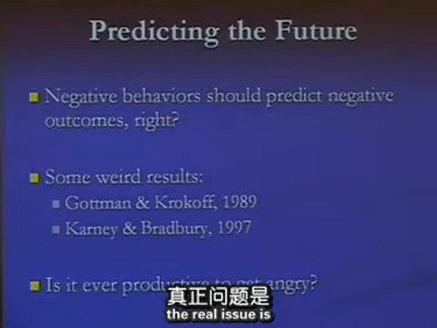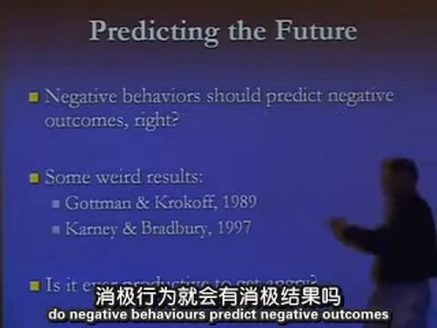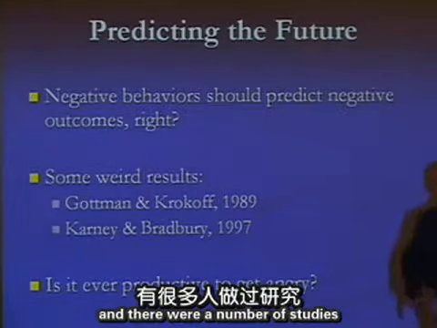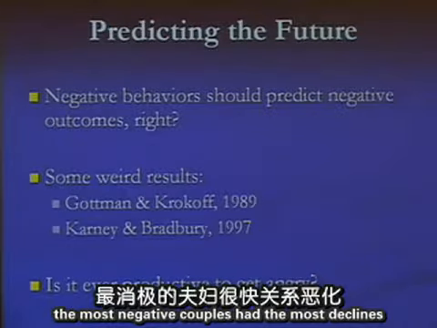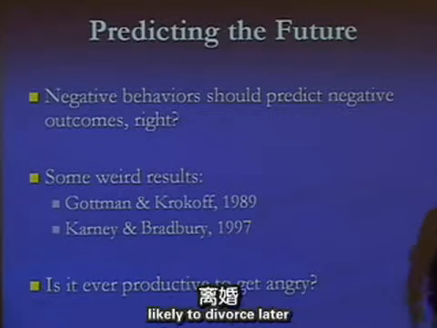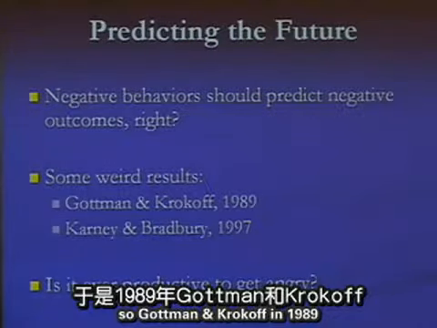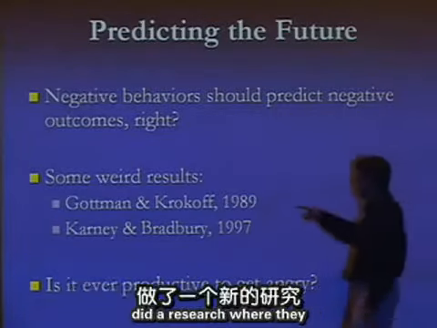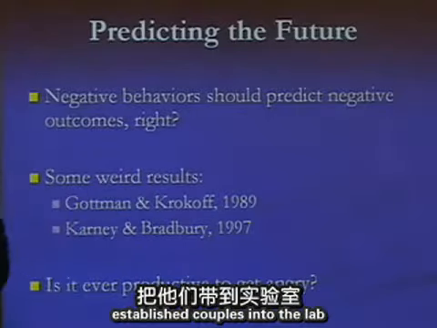So the question for this longitudinal research, the issue was this: do negative behaviors predict negative outcomes? And there were a number of studies that showed exactly what you would predict. The most negative couples had the most declines. The most negative couples were the most likely to divorce later. Just what you'd expect. The problem is that not all studies found this. So Gottman and Krokoff in 1989 did research where they brought established couples into the lab.